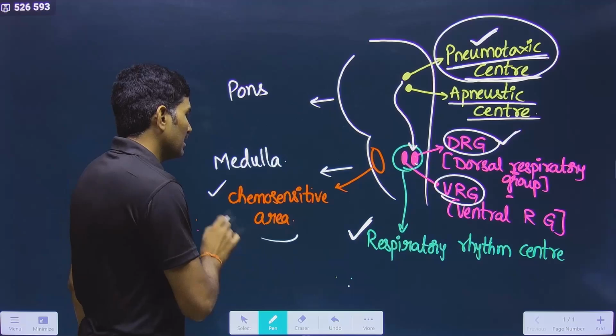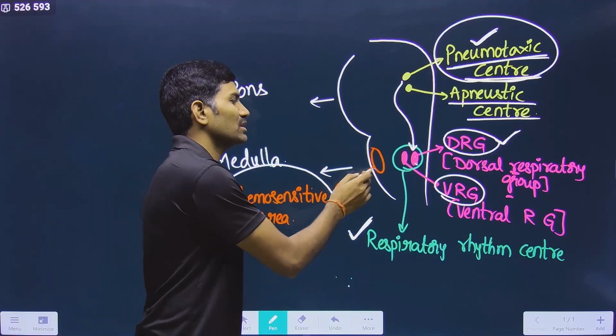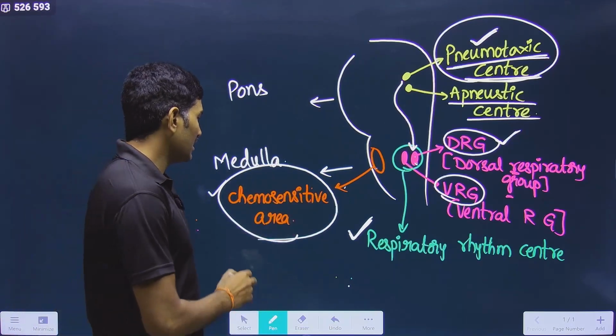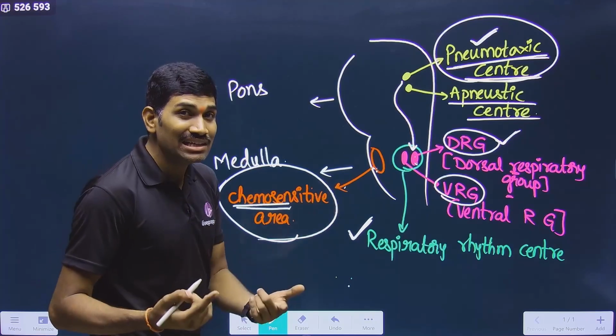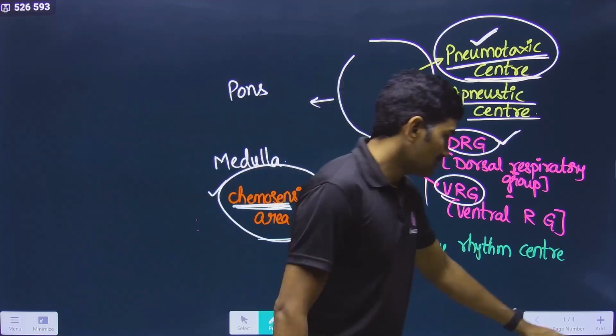Now let us see. There is another area that is present in the medulla portion, and this is called as chemosensitive area. What is the significance of this chemosensitive area? It is a part of the brain that is detecting information related to some chemicals. What are these?